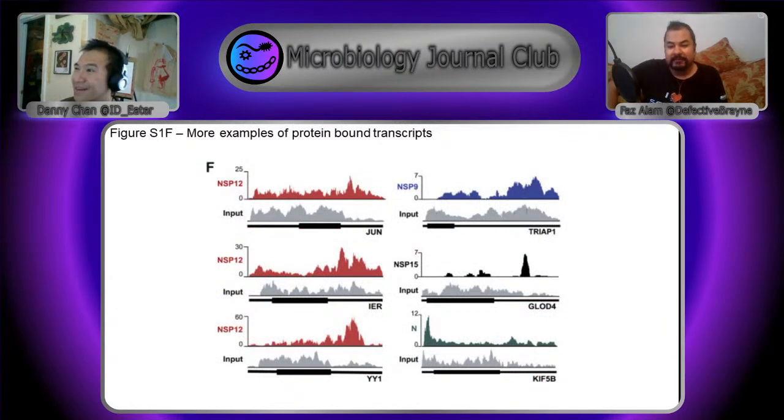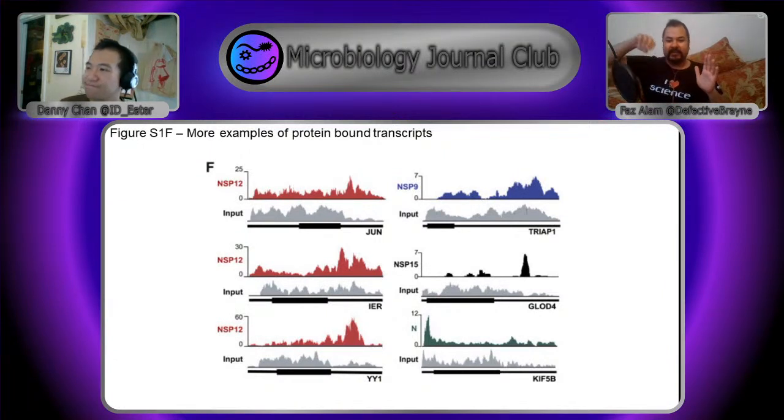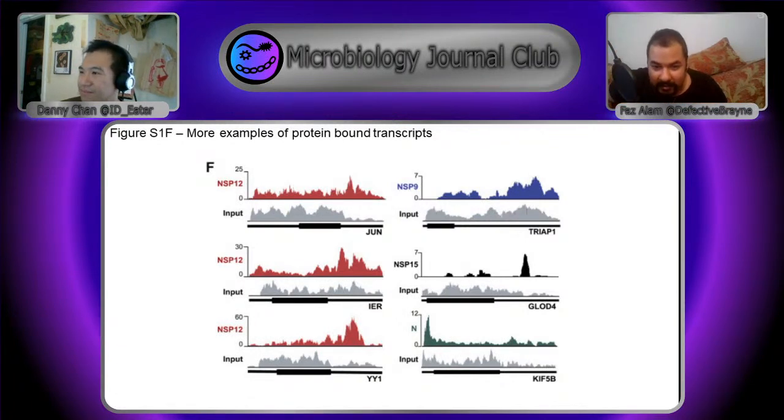Effectively, the line indicates the area of the gene, from front to the end, and then the spikes indicate how much the mRNAs are being bound at that point by NSP13 or NSP12. Each of them, they have it for us.